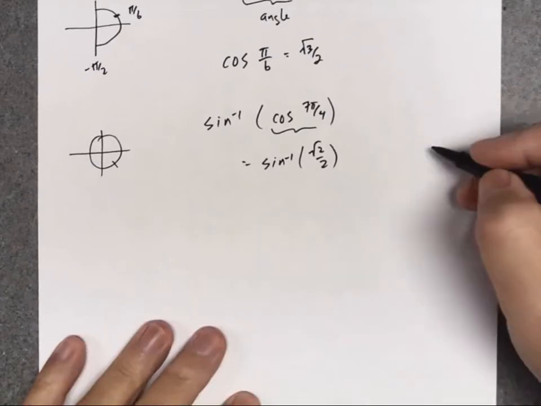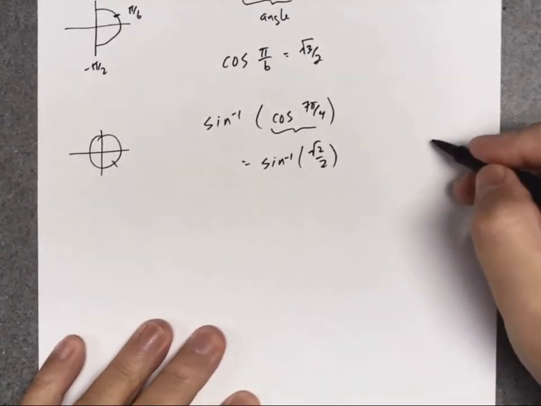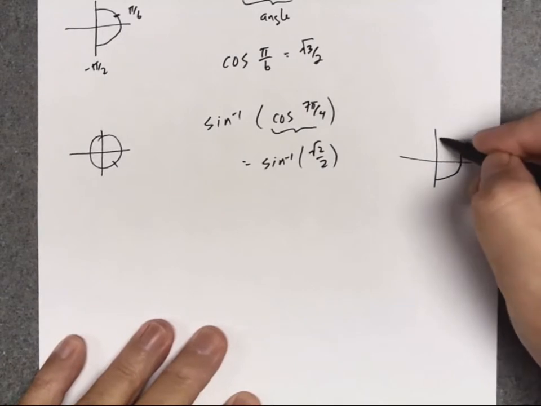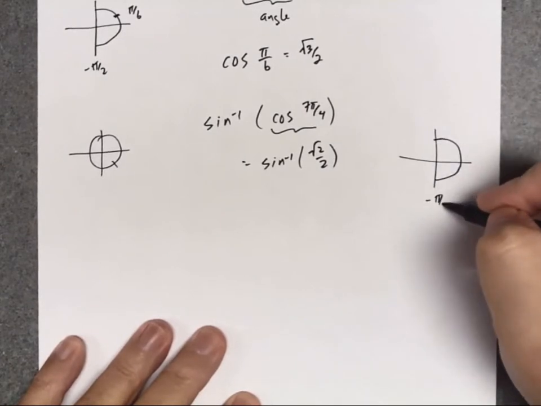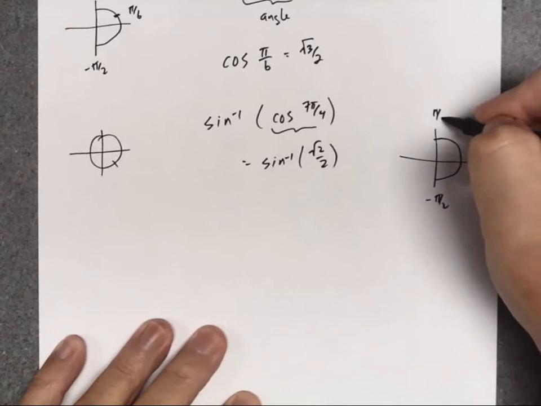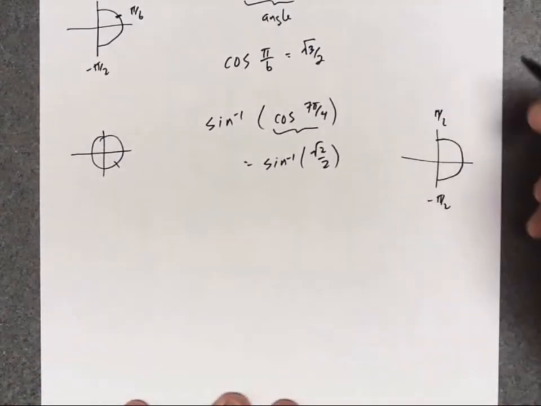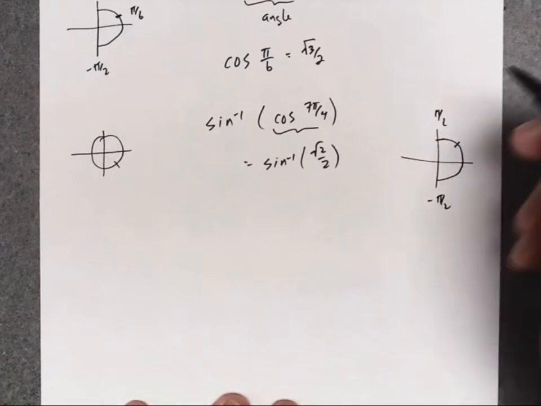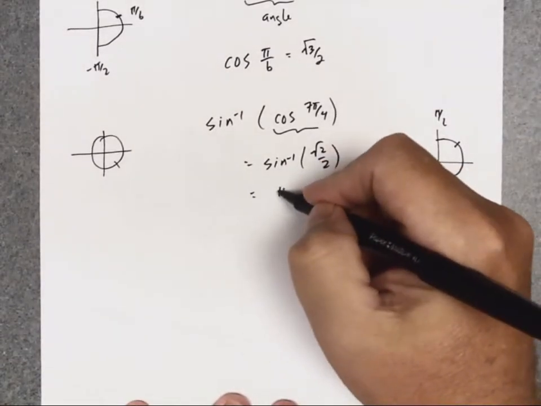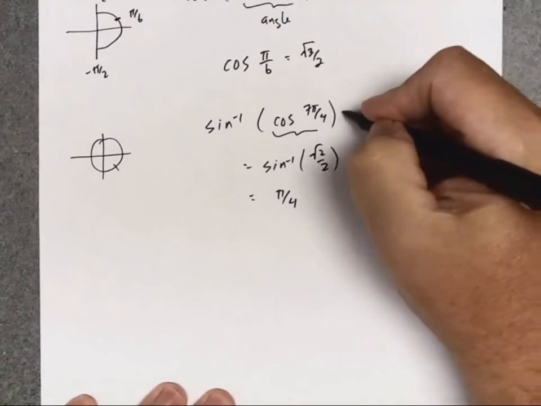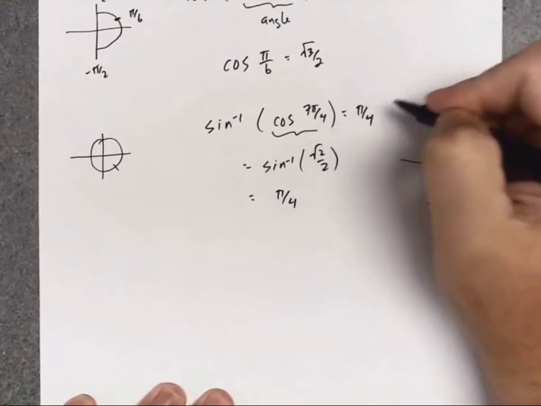And now, this whole thing is an angle. Got to go find the angle. So it's an inverse sine. It's got to be between negative pi over 2 and pi over 2. And square root of 2 over 2 actually is right here, which is pi over 4. So this whole thing equals pi over 4.